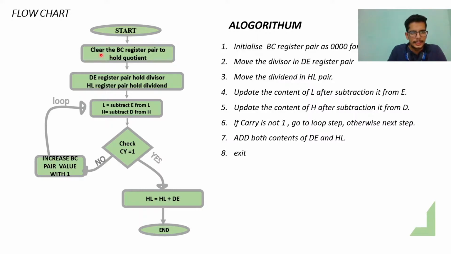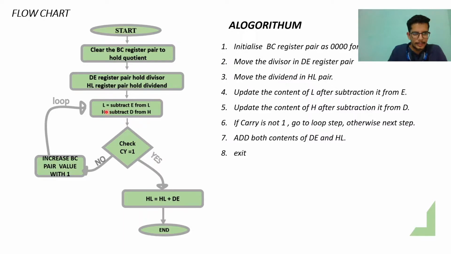First we will clear the BC register pair and use it to hold the quotient. Now we will use the DE register pair to hold the divisor and the HL register pair to hold the dividend initially, and after that we will use the HL pair as the remainder also. Now coming to the subtraction part, we will use 8-bit subtraction here because we will perform the subtraction in the accumulator and the accumulator is an 8-bit register.